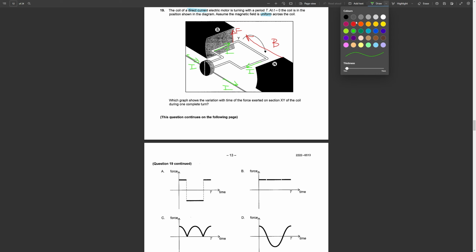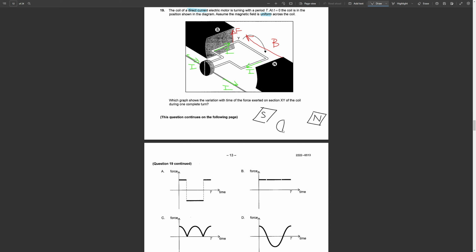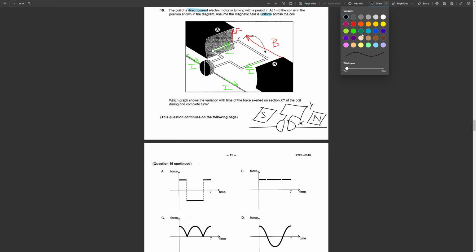After a certain time, the loop will be flipped, which means the south pole is still on the left and the north pole is still on the right, but the coil inside is flipped. Then X is over here and Y is on the right as well. And in this case, the current is still driven by the external power supply, which means the current is still going in this direction.